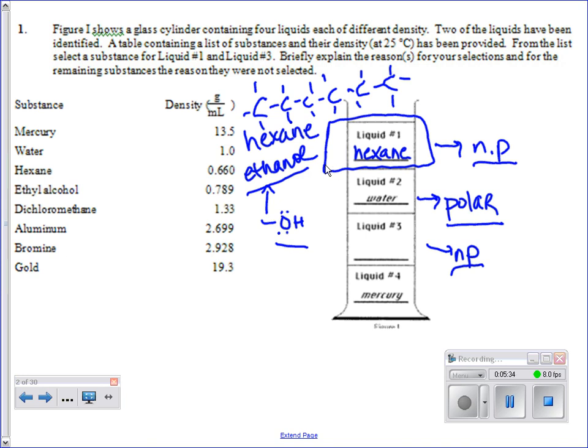All right, let's talk about this next one. This next one you should be able to do with very little knowledge of intermolecular forces based on something even simpler. What are my 2 possibilities for liquid 3? Aluminum, okay, and bromine. Okay. Which one is it?